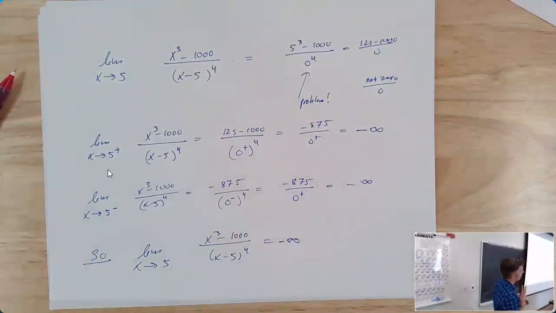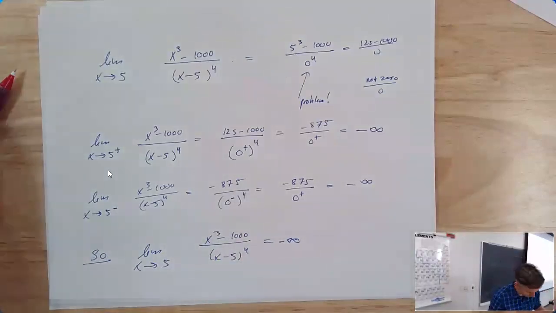I will again reiterate just to be super extra clear about it. Technically, this limit does not exist because it's not getting close to a specific number. But what you're saying when you write this is, I know the limit does not exist, and I know it specifically gets very, very negative. That's what you're saying when you write this. I would not worry too much about that. I just want to be clear.